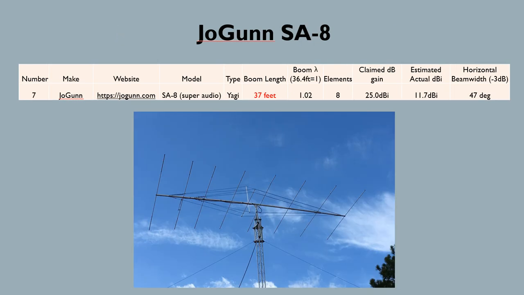All right. Number 7 on the list is the JoGunn Super Audio 8 at 37 feet. So it's just over one wavelength. 8 elements has around 11.7 dBi.